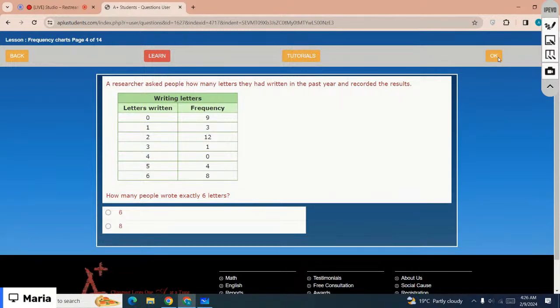A researcher asked people how many letters they had written in the past year and recorded the results. So, how many people wrote exactly six letters? Which is the correct option? Very good. Eight people wrote exactly six letters. The correct option is eight.